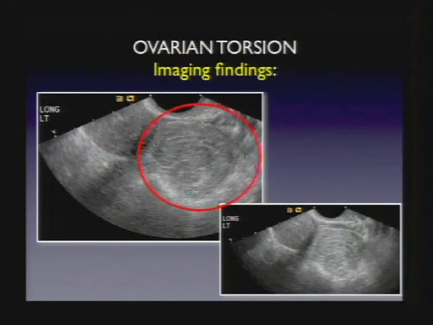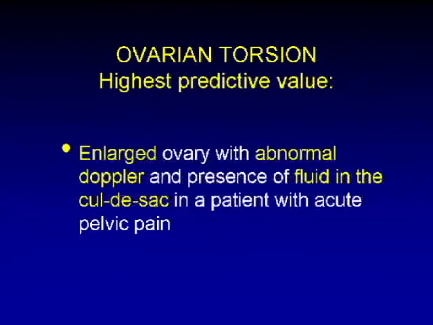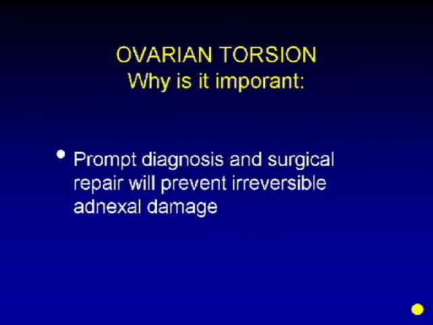Here is the target sign, where you could actually see the torsion within the broad ligament. So the highest predictive value for imaging is, as I said, an enlarged ovary with abnormal Doppler and presence of fluid in the cul-de-sac in a patient with acute pelvic pain. Why is it so important? Because prompt diagnosis and surgical repair will prevent irreversible adnexal damage.